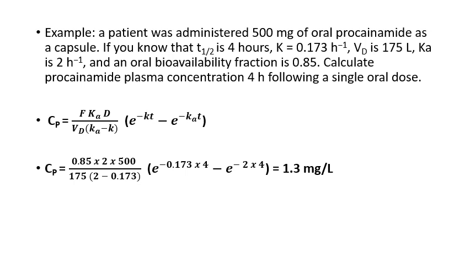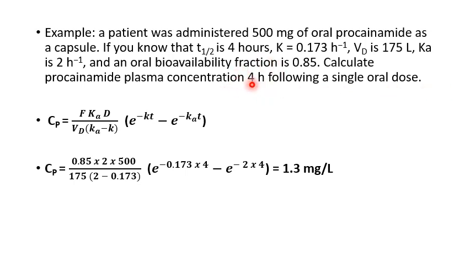Let's take an example for the application of this equation for the calculation of plasma concentration at any time following oral administration of the drug. Assume that a patient was administered 500 milligram of oral procainamide as a capsule. If you know that the half-life is 4 hours, the elimination rate constant is 0.173 per hour, volume of distribution is 175 liter, the absorption rate constant is 2 per hour, and an oral bioavailability fraction is 0.85. Calculate procainamide plasma concentration 4 hours following a single oral dose.